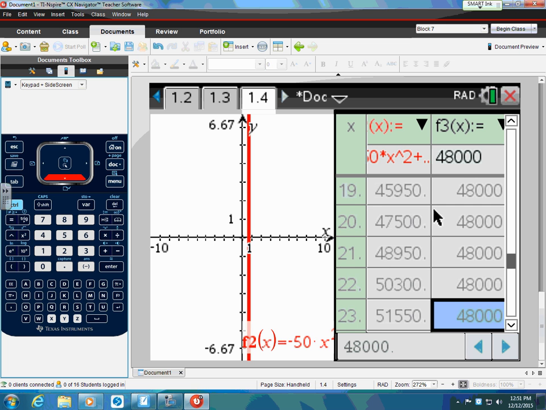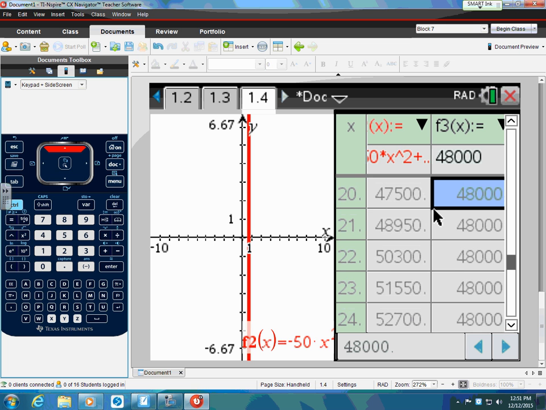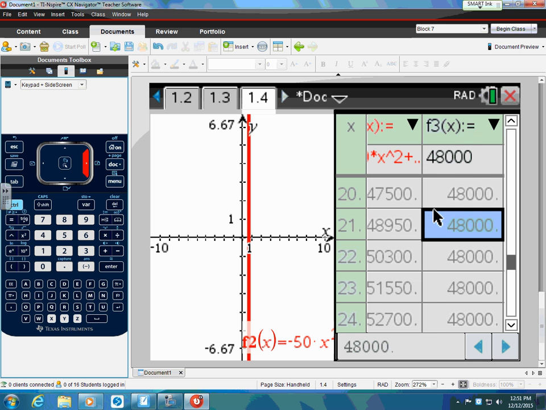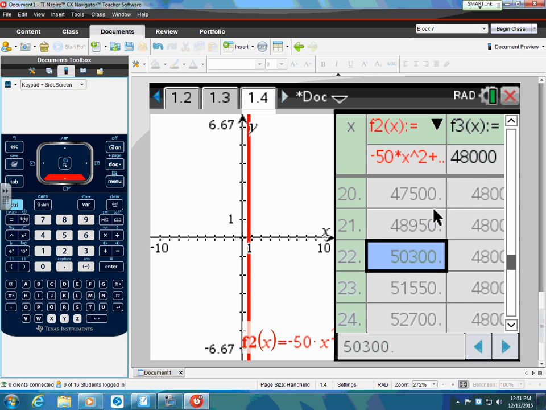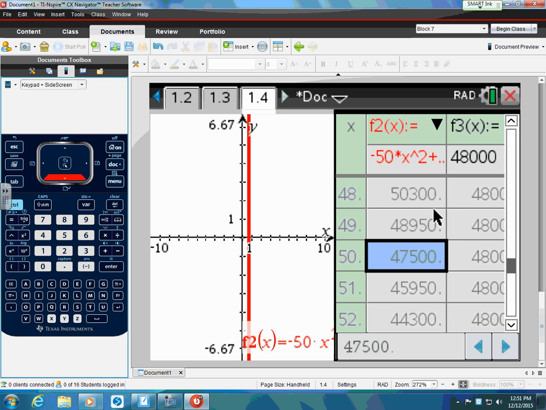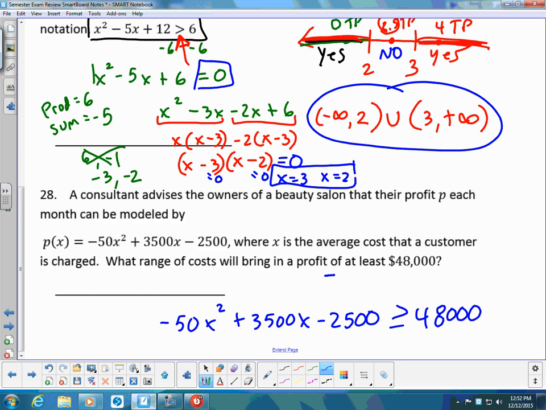So it looks to me like we have to sell at least 21. We need to charge our customers at least $21 to get that profit to be over 48,000. But if we charge too much, it starts dropping. You can see it going down right now, and it looks like we're going from 21 to, I went too far, 21 to 49. So we would say our answer for this problem is from $21 we can charge to $49.